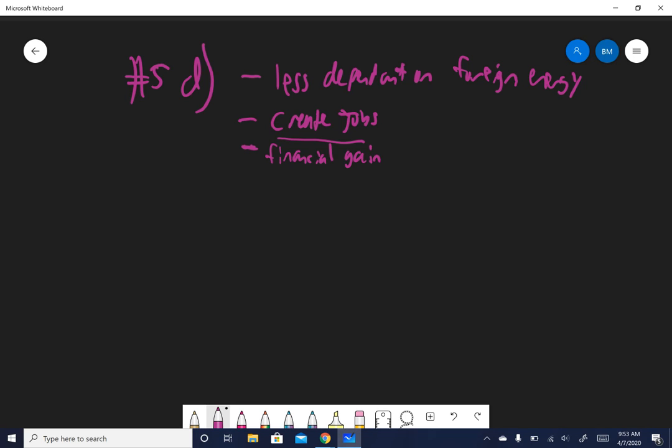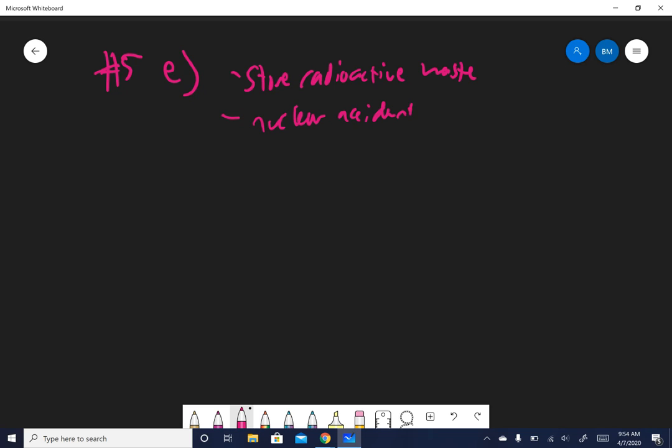All right, and then letter E here, 5E. What is E asking? Nuclear power. Describe 2 negative environmental impacts with nuclear power. All right, so you have to store radioactive waste, like spent fuel rods. You could have nuclear accidents or meltdowns.